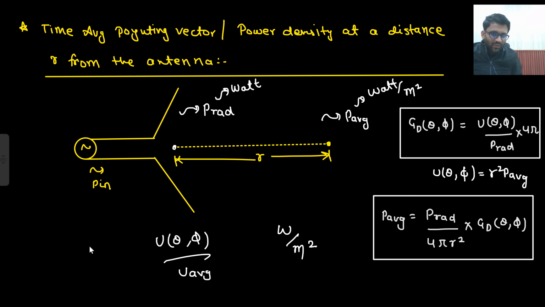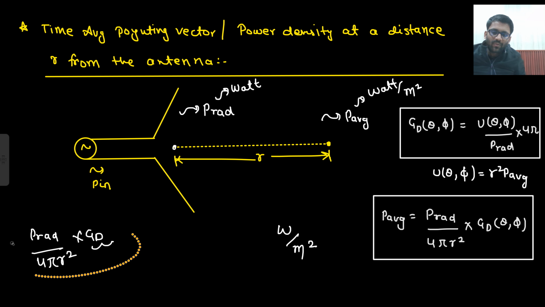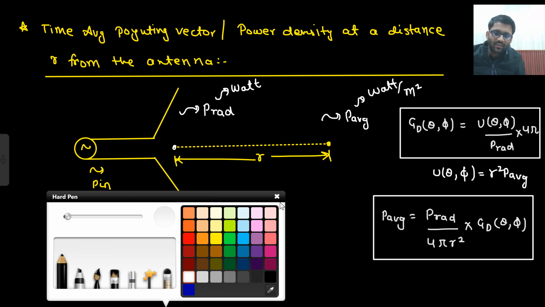So how do I actually remember it? P radiated, I write, okay, this much power is being radiated, then at the distance r, what is the formula of the surface area of a sphere? The surface area of a sphere is 4 pi r square. So P radiated upon 4 pi r square, and I never forget to multiply by GD. GD of what? GD of this one. What is GD? Directive gain of this antenna. And can I call it the transmitting antenna? I am calling it the transmitting antenna.